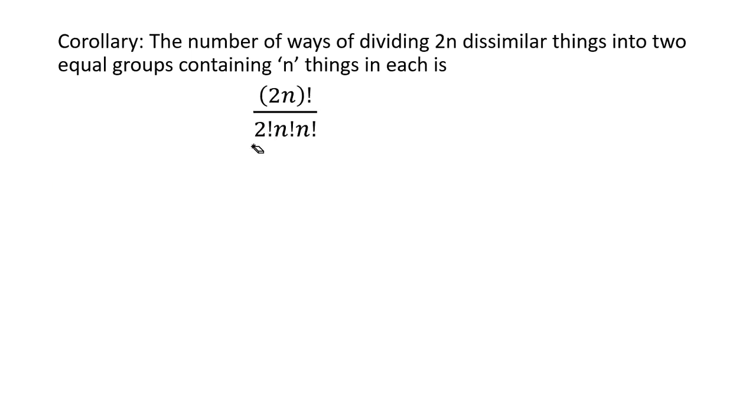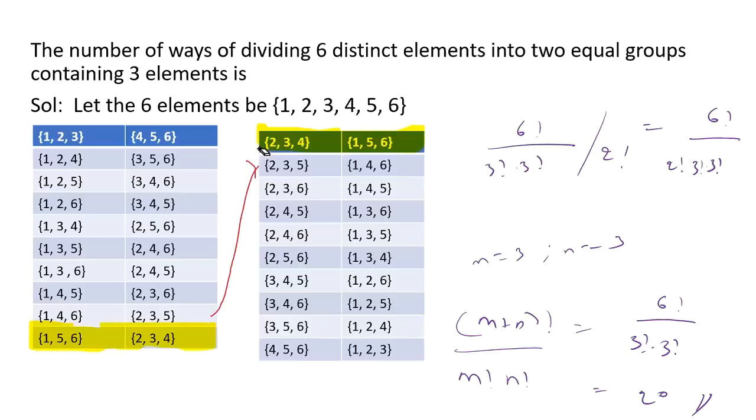Why we'll have this extra term: these two arrangements are considered as a single arrangement, or these two divisions, 156 234 and 234 156. These two divisions are considered as a single division. I cannot say that this is my first group and I cannot say that this is my second group. All that I can say is this is one group and this is one group. There is no first group and there is no second group.